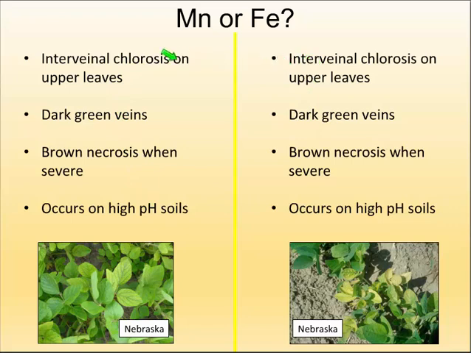Interveinal chlorosis on the upper leaves: they describe manganese and iron as both having dark green veins, occurring on high pH soils. So it's not just helpful to look at pictures. This is why a tissue test. This is a picture in Nebraska of manganese deficiency. This is what iron deficiency looks like. If you see enough of both of them, you might be an expert. Now again, in the coastal plain we're more likely to have this than this, but it doesn't mean there can't be a case out there somewhere.